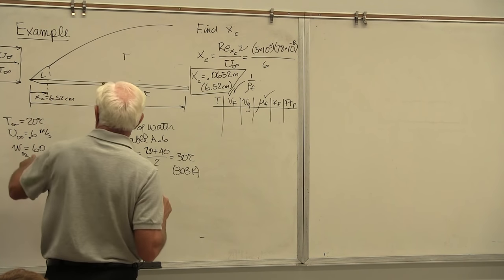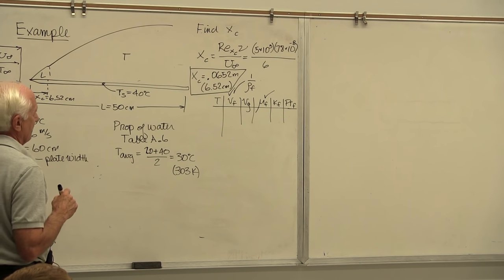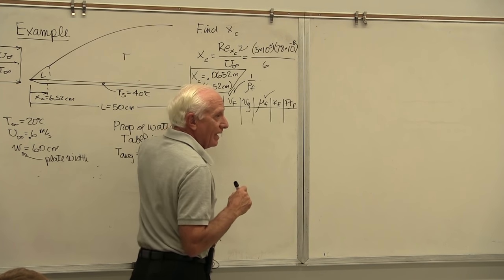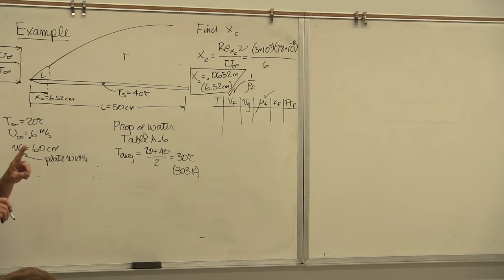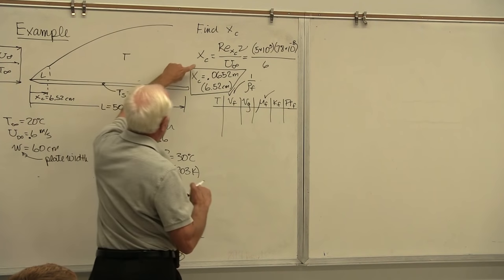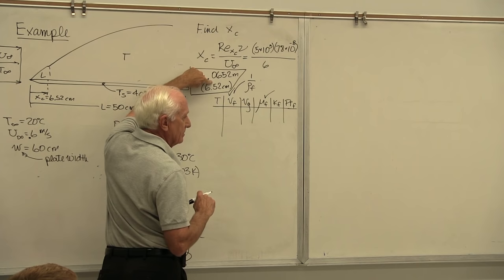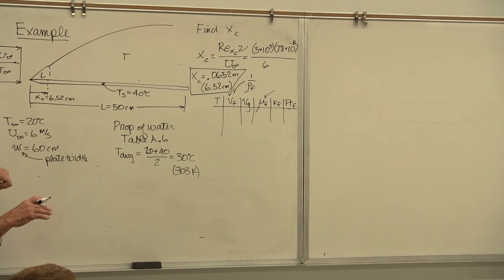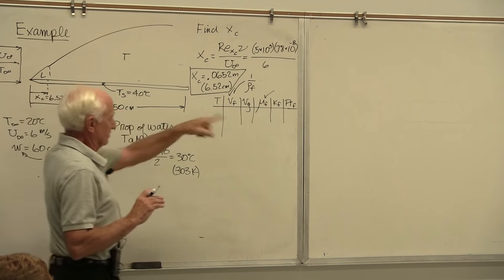That's going to make things different by a factor of 10. That's going to make x sub c 65 centimeters. X sub c now, 65 centimeters where it transitions. How long is the plate? 50 centimeters. What's my picture now? Oh, it's all laminar. Now my picture is this one over here. Because the velocity is so low, 0.6, it makes my transition x sub c 65 centimeters. So it depends on what you're going to get. When I make it six meters per second, okay, it's mixed flow.